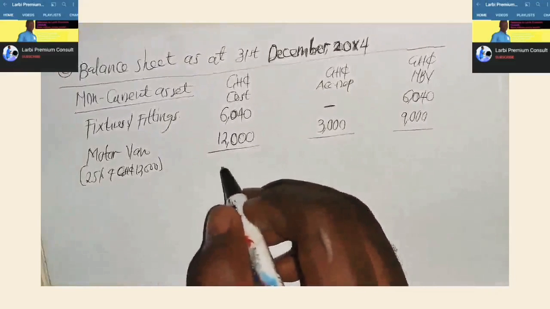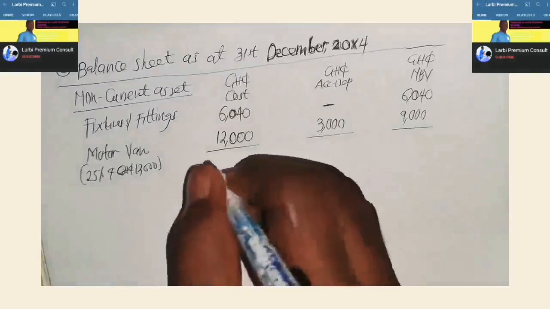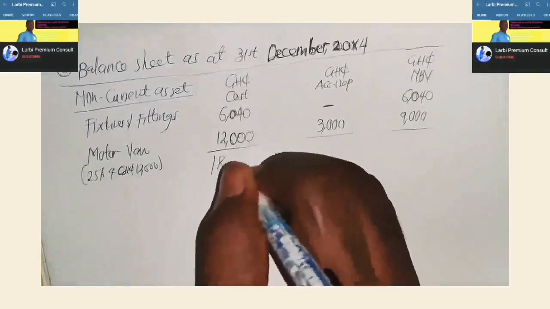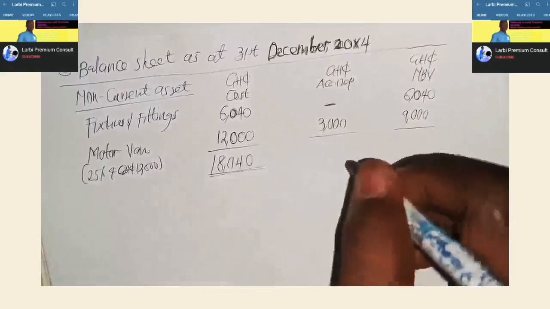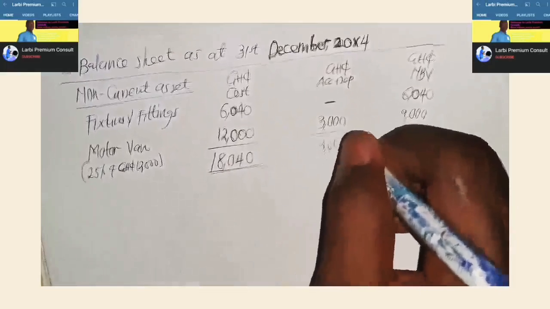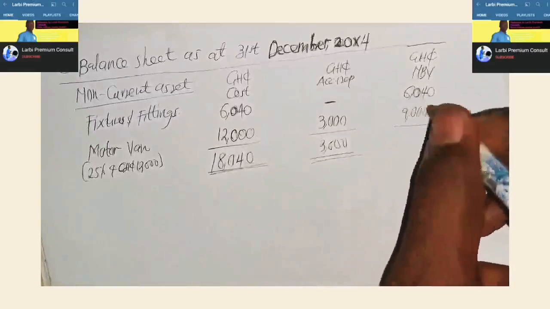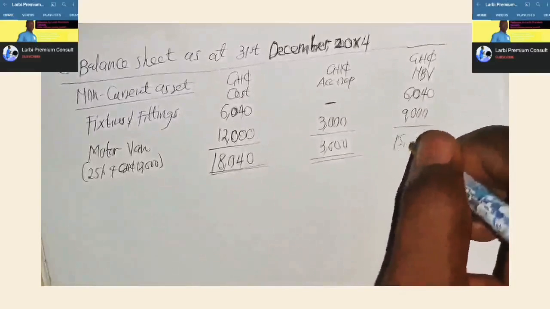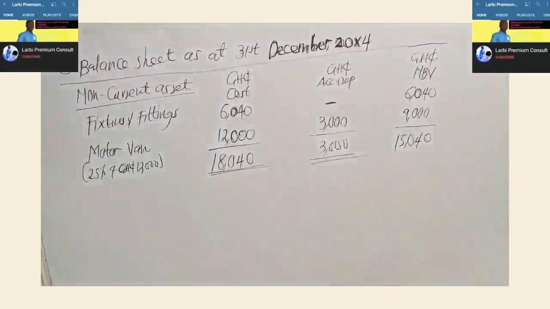So the total for the fixtures and motor van, I had the total here to be 18,040. You close it. Then here will be 3,000. Close. So when I subtract this from this, the remaining will be the same as adding 6 and then 9, so 15,040. And I won't close it because I'm going to add the current asset situation to it.